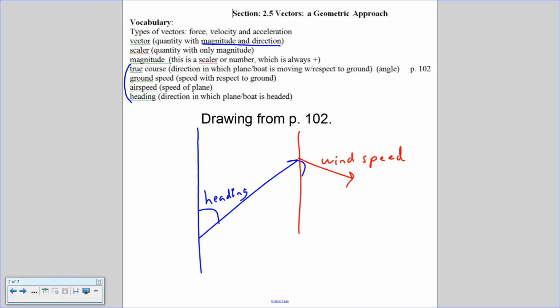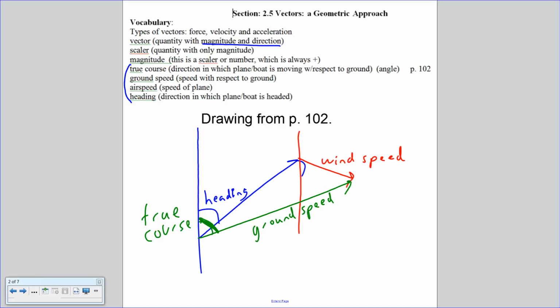At the end, you're going to have the result, and that's going to be ground speed. What's the speed in relationship to the ground, like the actual speed after the impact? And also with this, you're going to have an angle, and that angle, which is the finishing angle, is going to be the true course. So true course is actually the true direction of the plane. That's the finishing angle after the impact.